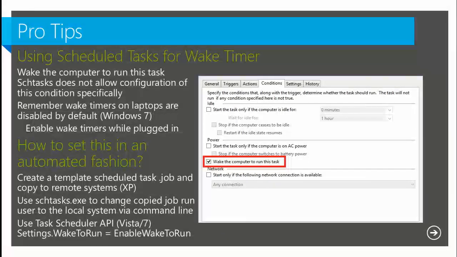So if you want to distribute a wake-up time outside of Config Manager, with XP, you can create a template scheduled task job. You can then copy it to the C Windows tasks folder, and then you can execute a scheduled task command to take ownership of the local system to deploy it out. With Windows Vista and 7, there's an API for configuring task schedulers, and there's an option in the settings, wake to run equals enable wake to run. You can configure it, and in the resources that I have, there's a good community script that will enable a scheduled task wake on LAN to wake it up. So definitely check out that script.